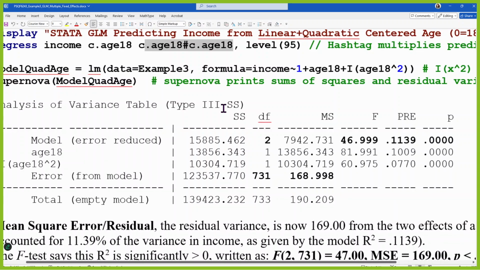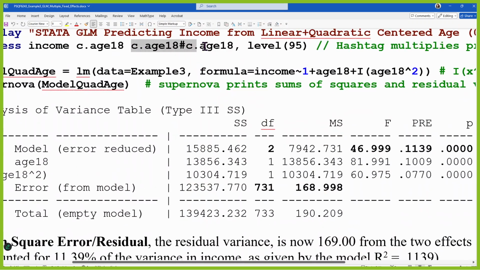In Stata, you can create squared variables by using this thing right here. This is either a pound sign or a hashtag, depending on how old you are. To me, it's a pound sign.